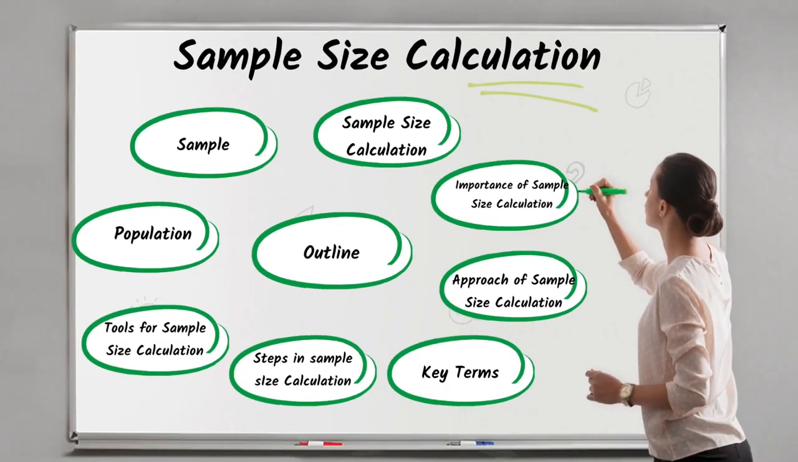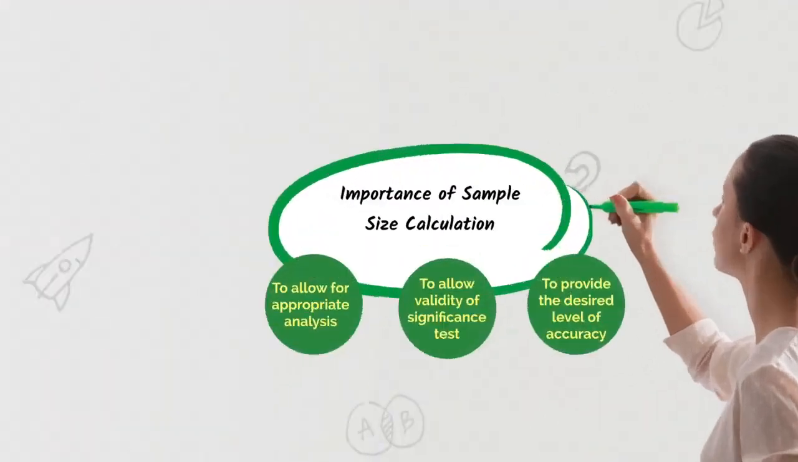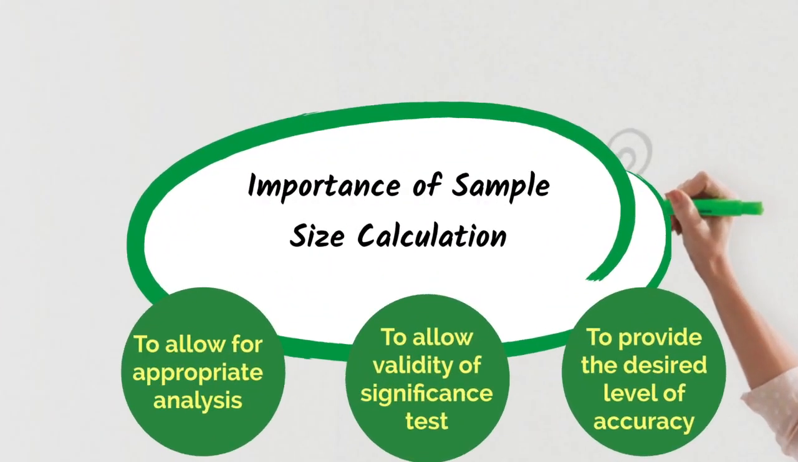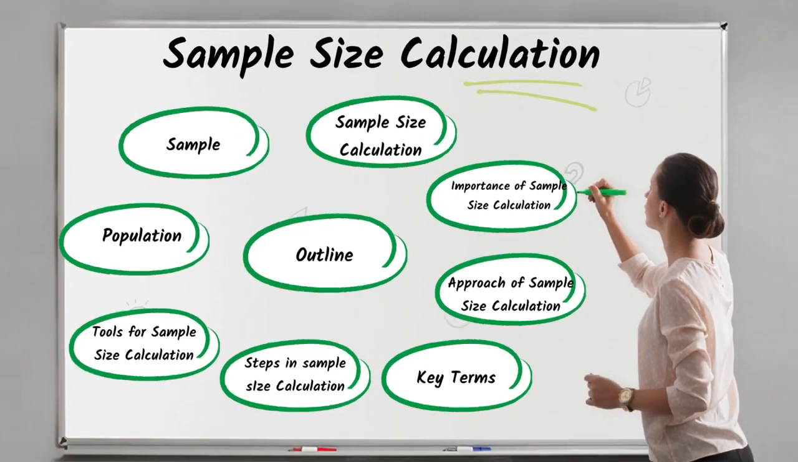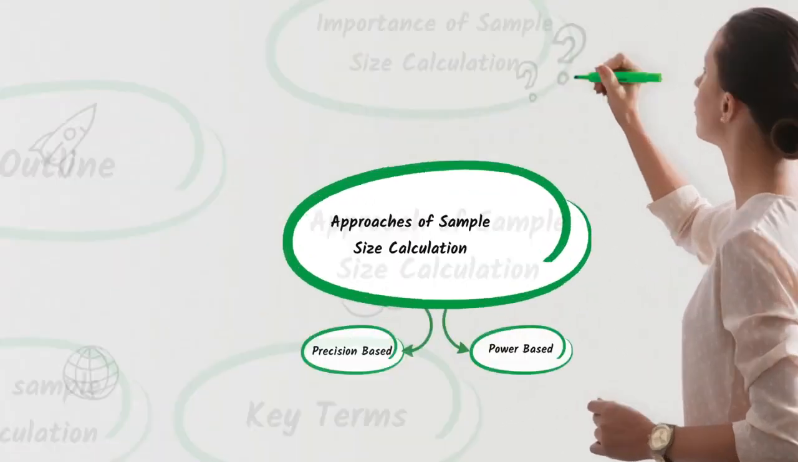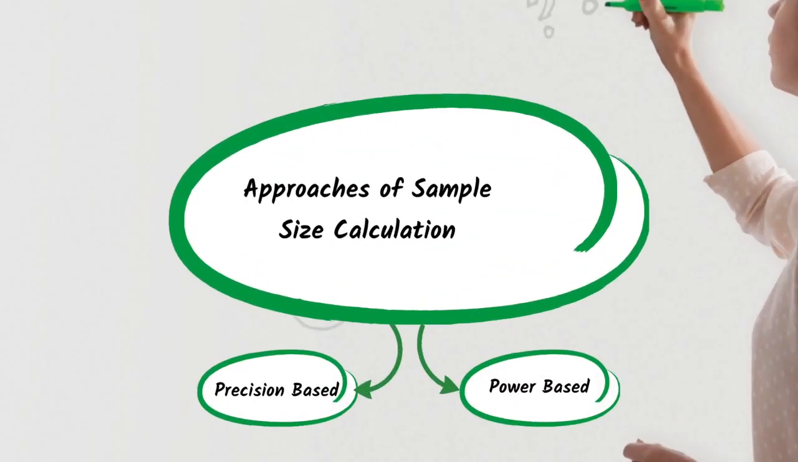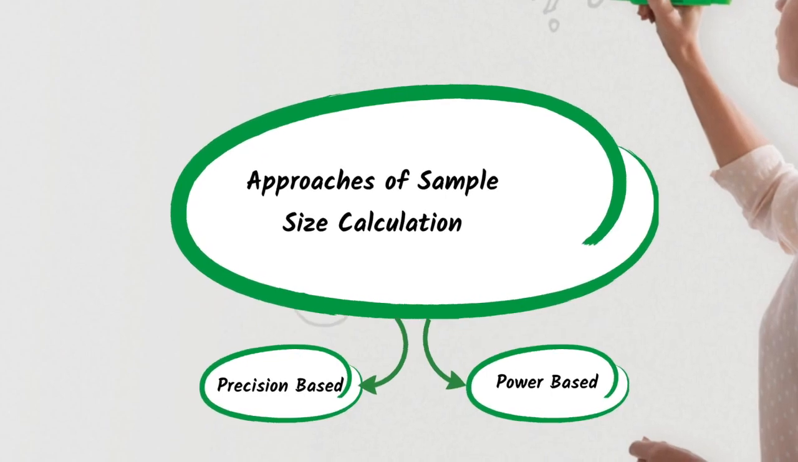Now it's time for importance of sample size calculation. There are three importance of sample size calculation. First is to allow for appropriate analysis. Second is to allow validity of significance test. And last is to provide the desired level of accuracy. Next is the approach of sample size calculation. There are two approaches. First is precision based and second is power based.